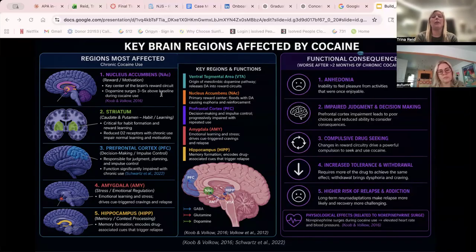The amygdala drives stress and cue triggered cravings, while the hippocampus encodes drug associated memories that can trigger relapse. The diagram illustrates both the mesolimbic pathway to the nucleus accumbens and the mesocortical pathway to the prefrontal cortex, showing how reward, behavior, and control systems become interconnected and dysregulated.